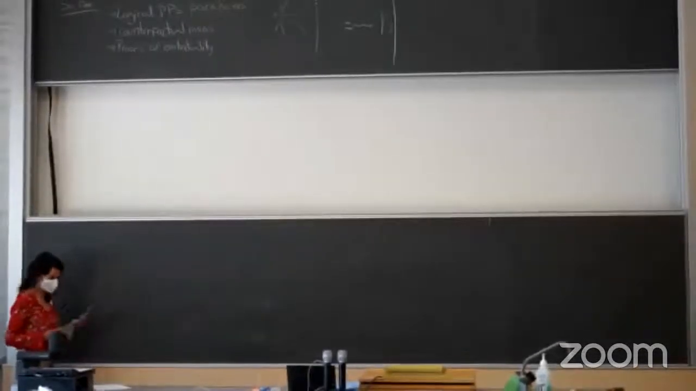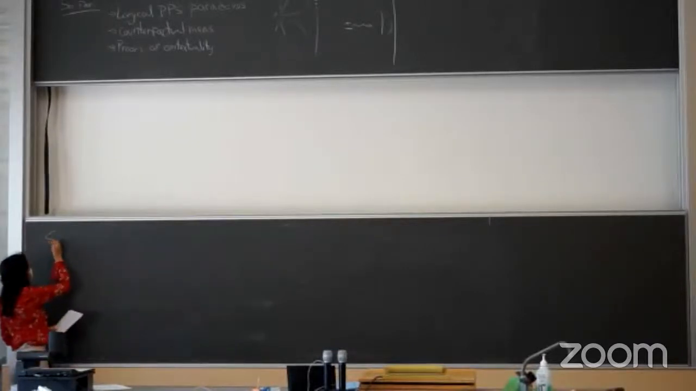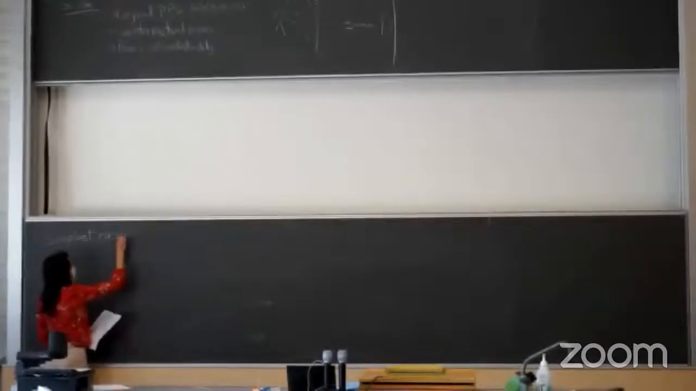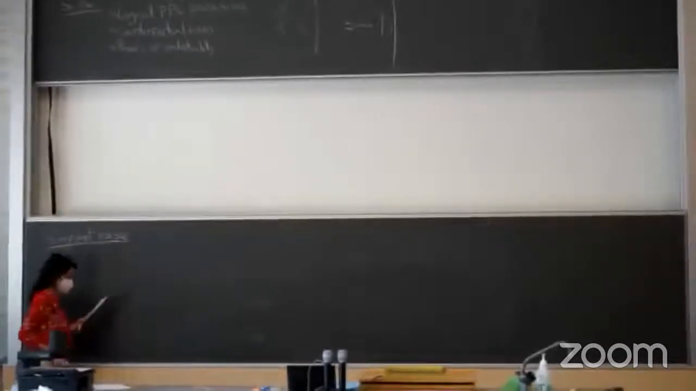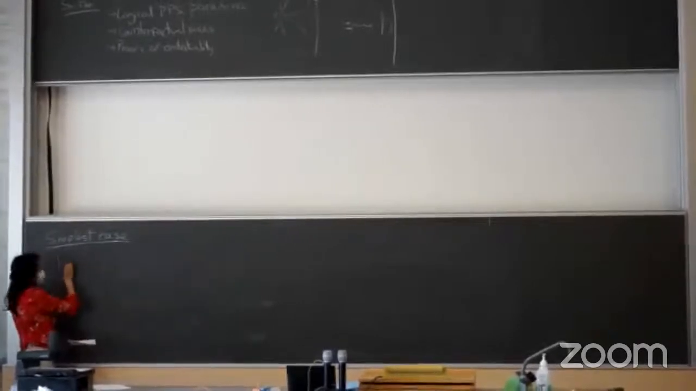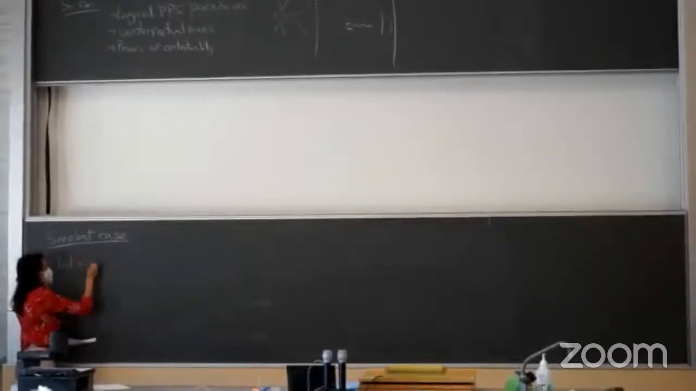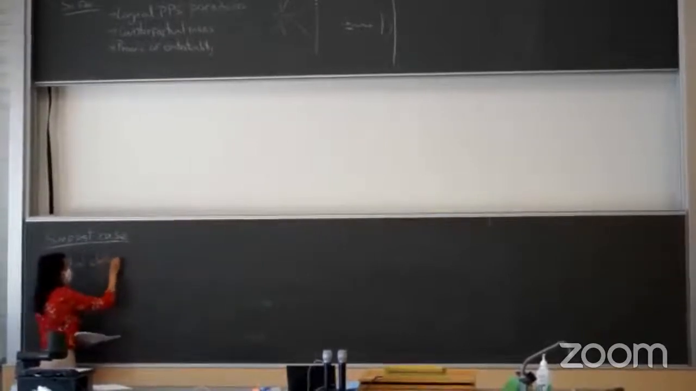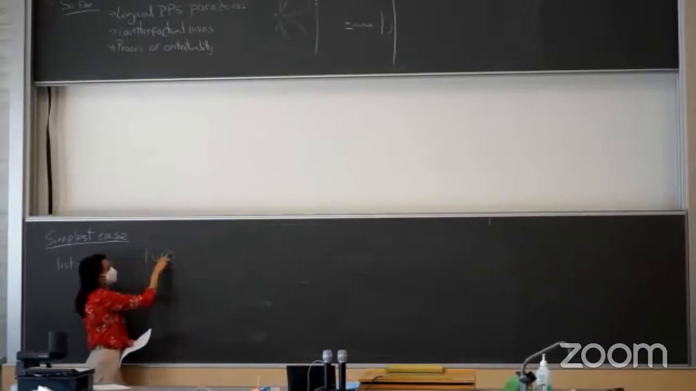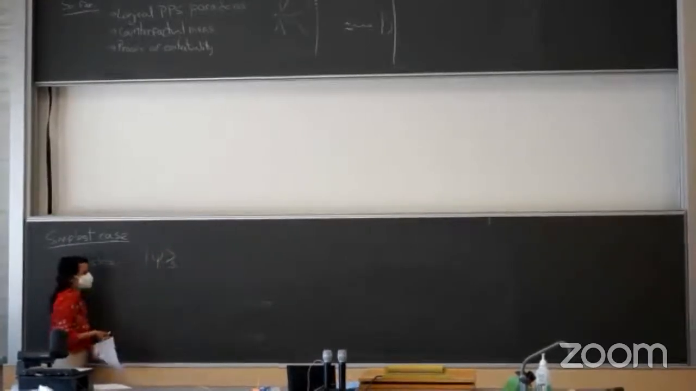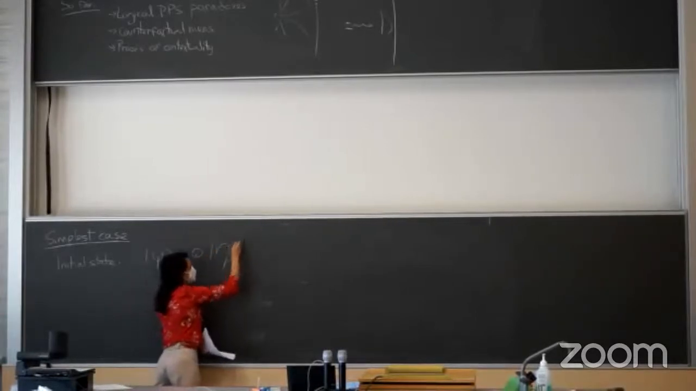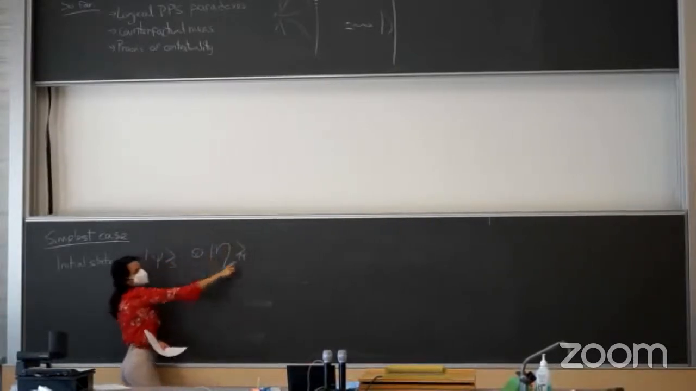So, the simplest case of how something can be measured, sometimes called the von Neumann procedure. Suppose that we have some initial state. For now, let's keep it simple and take a pure state. This is the system we want to measure. We don't know what the state is. This is our measurement device, our pointer. We're free to prepare this however we want.